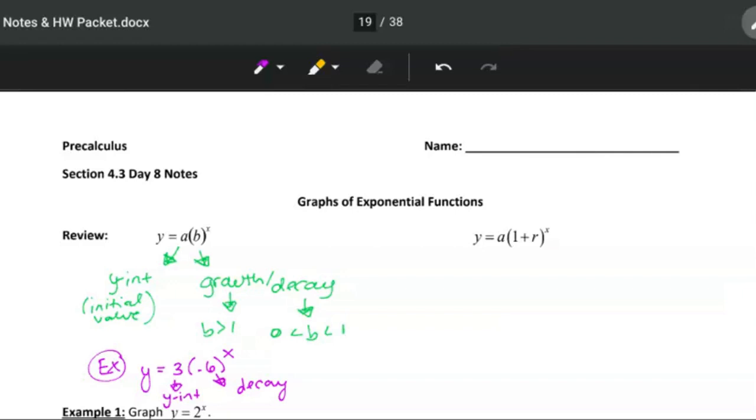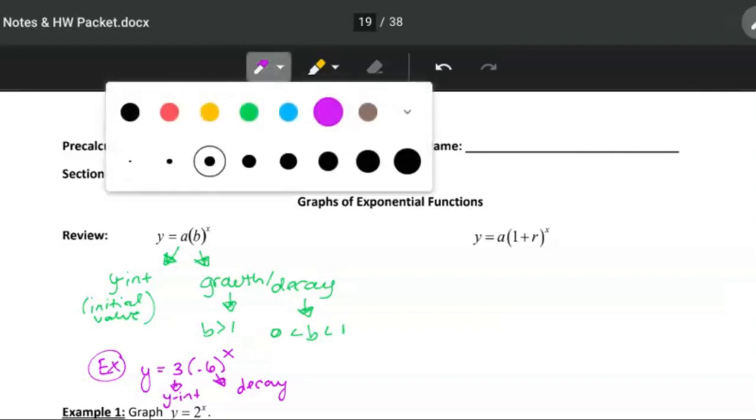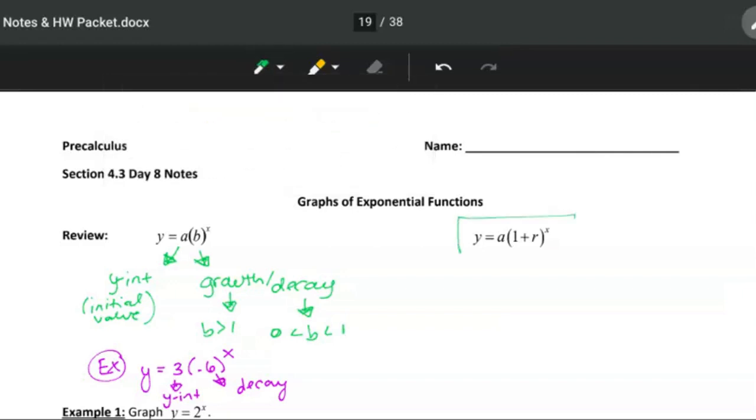Another way to write the equation is y equals a times (1 plus r) to the x power, or really 1 minus r. Depending on if we have exponential growth, it would be plus r. If it was exponential decay, it would be minus r. And really the whole positive to this format is to know how much it's growing or decaying by. It's not obvious in this a times b to the x format how much it's decaying by.